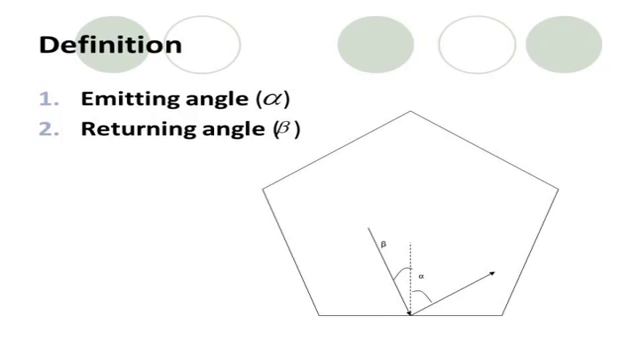In the figure, alpha is the emitting angle which is made by the emitted wave and the normal to the starting side, while beta is the returning angle which is made by the light wave returned to the starting position and the normal.